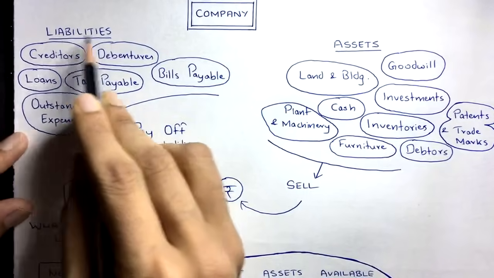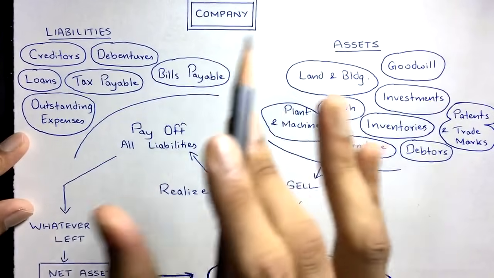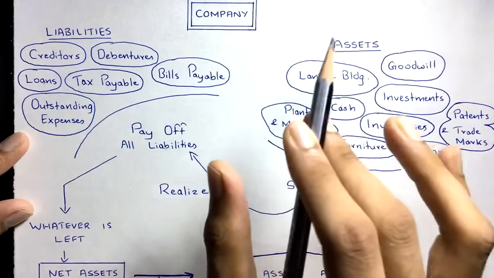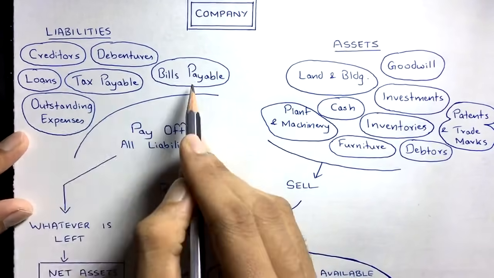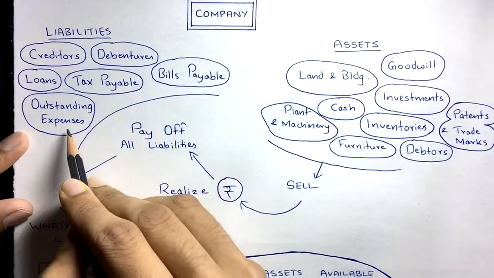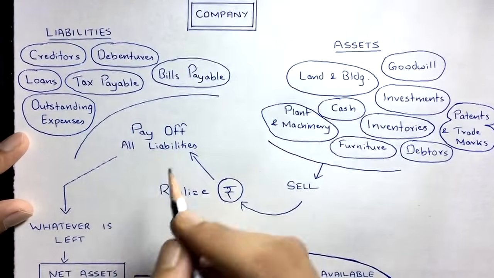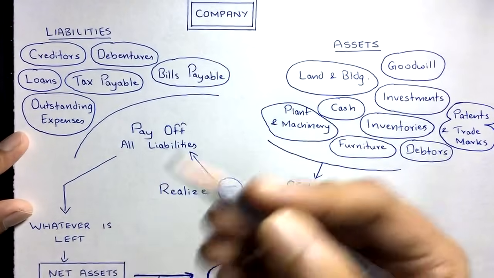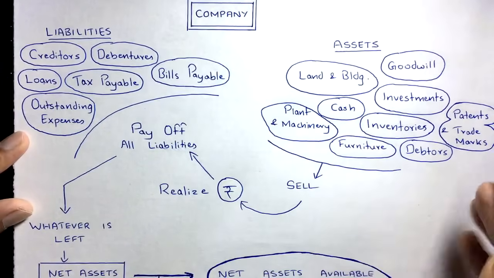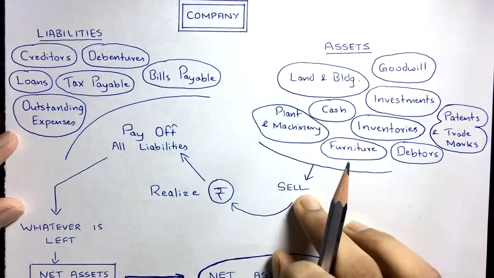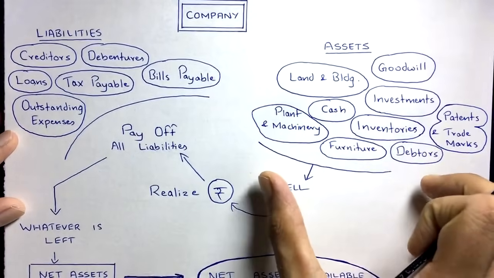And I'm strictly talking about liabilities, okay? I'm not talking about equity, I'm not talking about reserves and surplus, I'm not talking about share capital. I'm talking about liabilities: creditors, debentures, loans, tax payable, bills payable, outstanding expenses, and all the other liabilities, all the third party or outsider liabilities. And when I say selling of all the assets, in this chapter we are not actually selling off all the assets. This is not the liquidation chapter, here there is just a liquidation assumption.